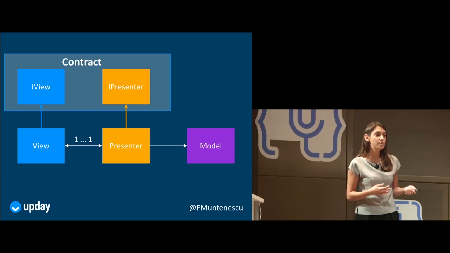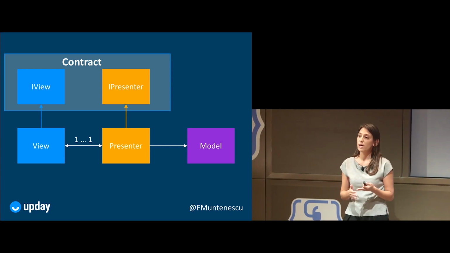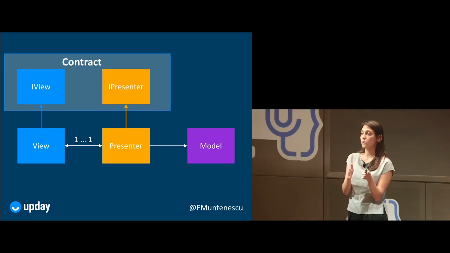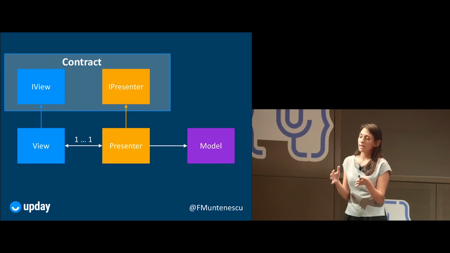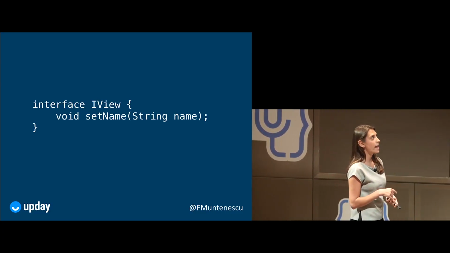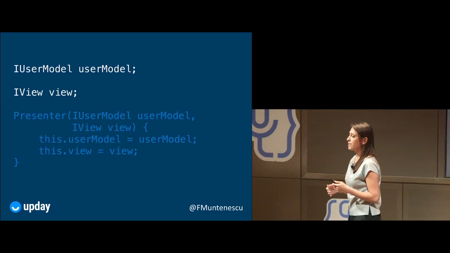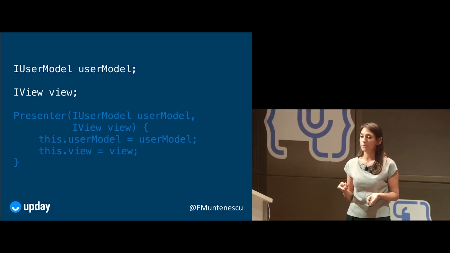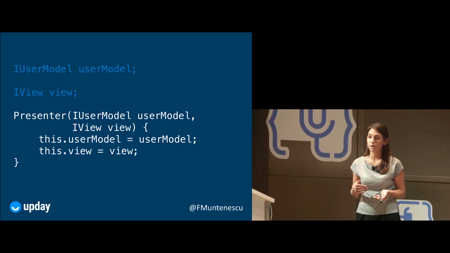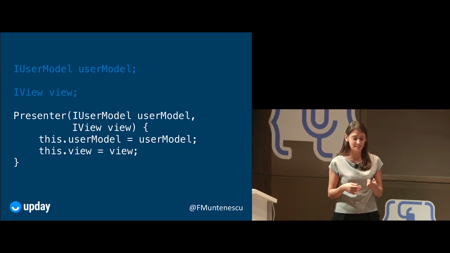So what developers tend to do is to create an interface contract where they have an interface for the view and an interface for the presenter. Like this, the entire logic, the relationship between the view and the corresponding presenter, is held in only one place. So this means that for our example, we would have an interface for the view where we would have a method setName. And then in the presenter, we would have two members, the user model and the view. Those objects would be given as parameters to the constructor, and then we would use them as references.